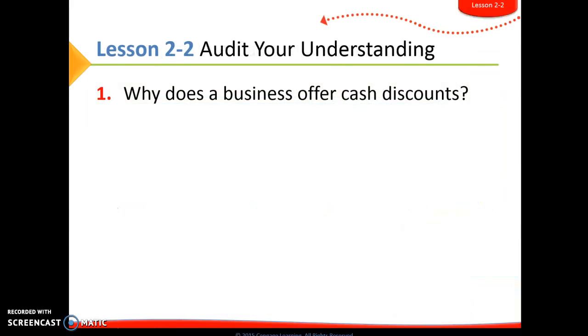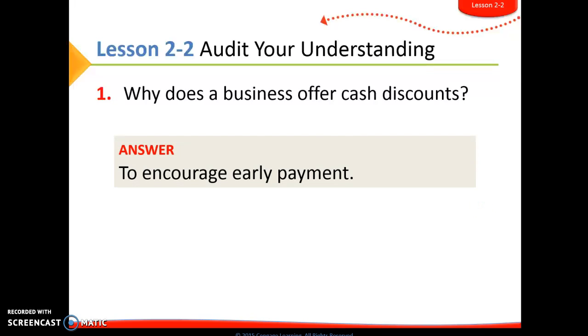All right, number 1, why does a business offer cash discounts? They do this to encourage early payment. So if they offer a discount, customers like to take advantage of that discount and they'll pay them faster.